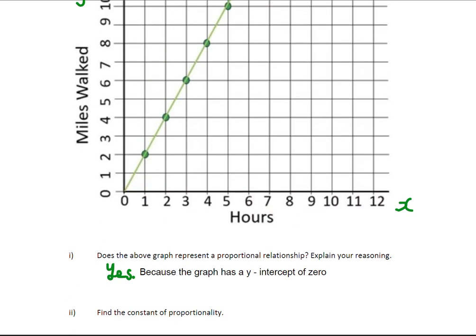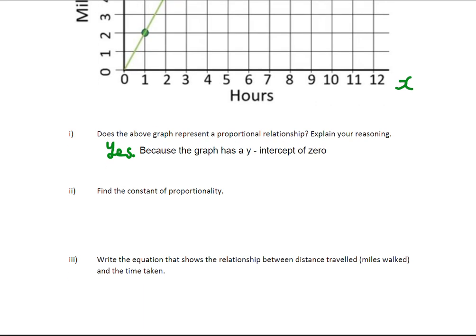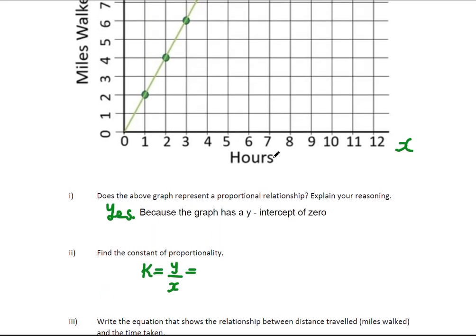Now we're going to find what is called the constant of proportionality. The constant of proportionality basically describes the ratio of change in y divided by changes in x. So the constant of proportionality, which is the slope, is going to be equal to, we can simplify this by dividing y by x. And it represents the slope.